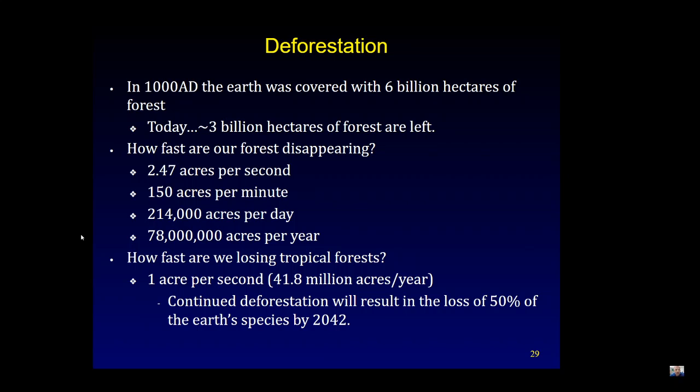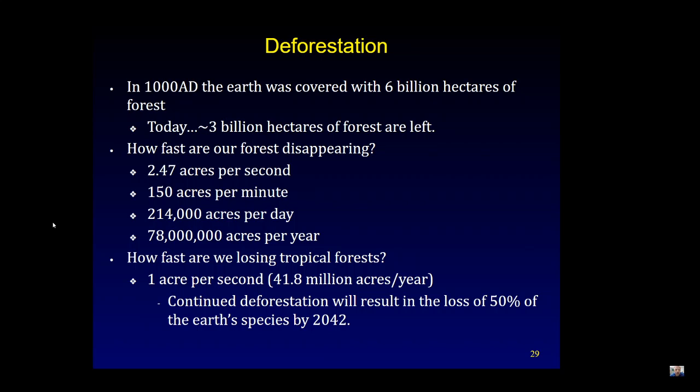And how fast are our forests disappearing? Well, we're losing 2.47 acres per second. In Thai, that'd be about 5 to 6 rai per second. We're losing 150 acres per minute, so about 300 to 400 rai per minute, and then 214,000 acres per day, and then 78 million acres per year. And so we're losing forest at a supremely fast rate.